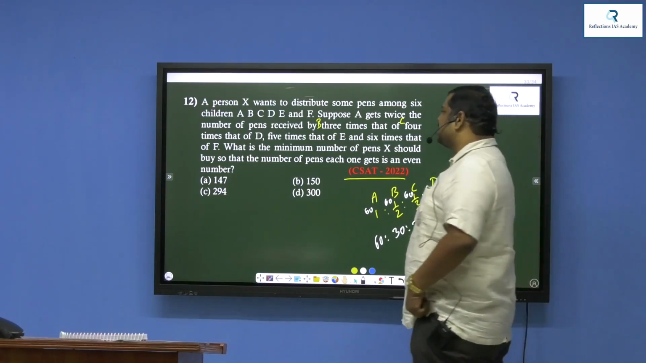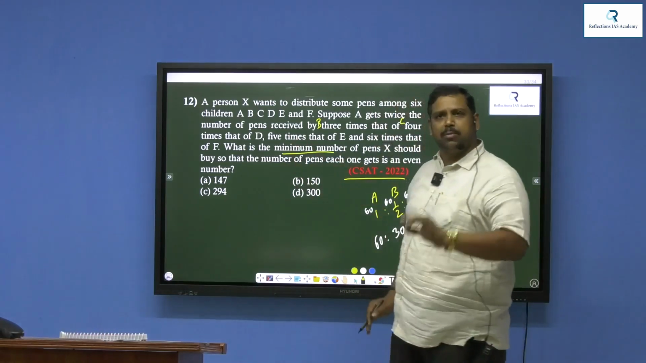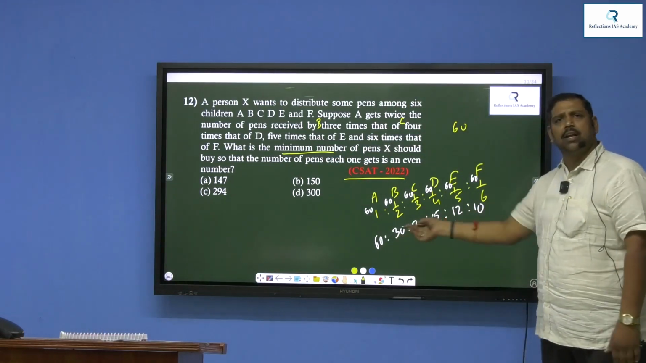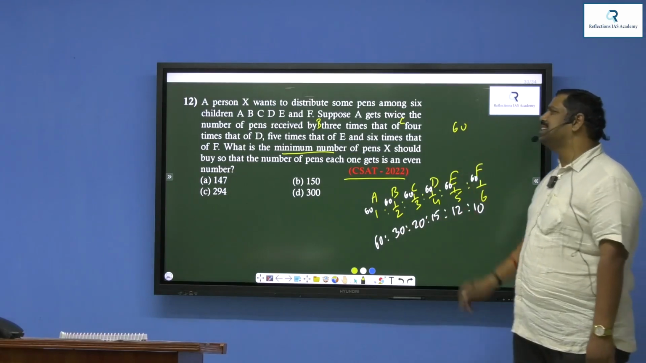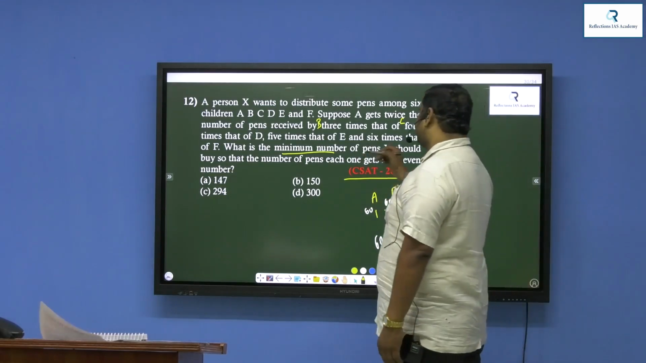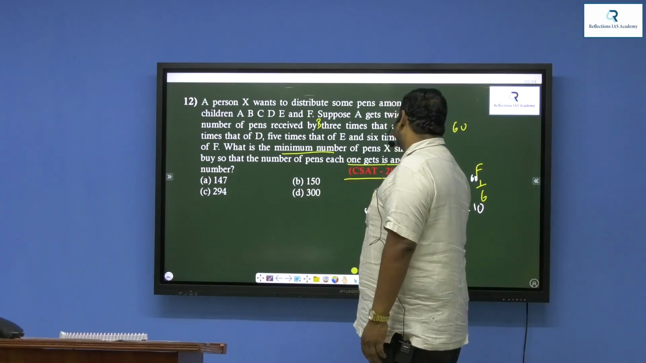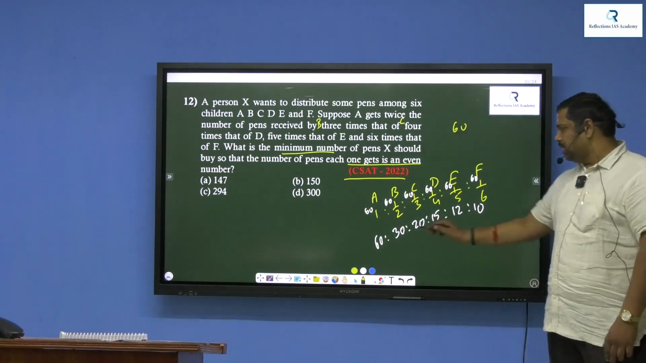So what he is saying is, what is the minimum number of pens X should distribute? Minimum number of pens means this is the minimum sum, yes or no? You have to add all the numbers. But the condition is specified: what is the minimum number of pens X should buy so that the number of pens each one gets is an even number.